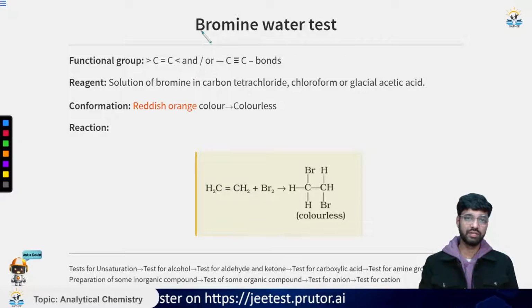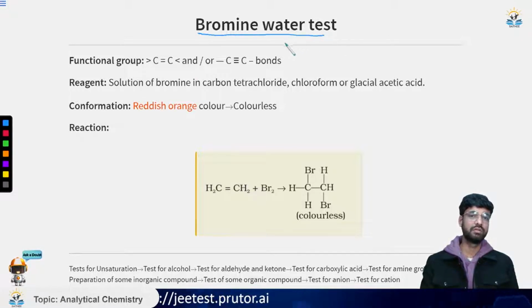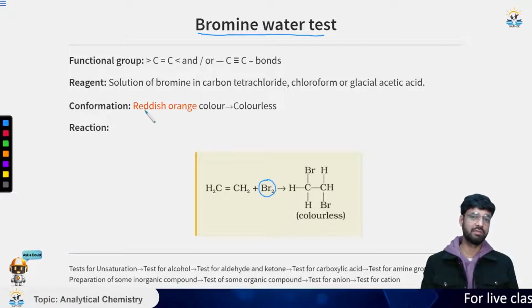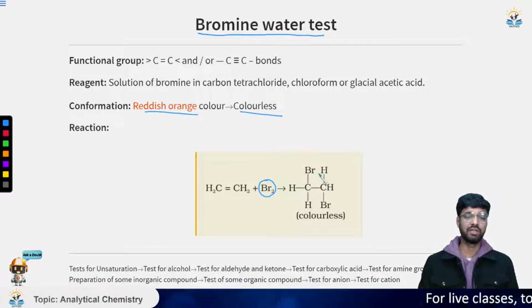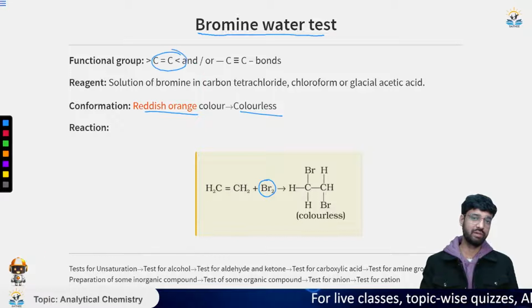unsaturation. The first one, the unsaturation test, you have seen in the NCERT also. So we have the bromine water test. What we do is we take the compound and react it with bromine water. If the bromine water turns from reddish orange to colorless, then it has unsaturation, or you can say it has a double bond or a triple bond. So it can be a double bond or a triple bond.